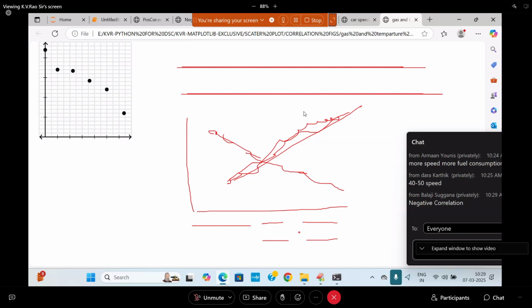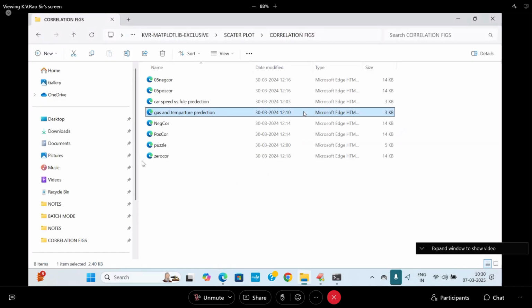What is the correlation there? The newer the car, the faster it runs. The older the car, the slower it runs. That is called the decision making purpose. This type of scatter plot will be used. I think you are following me.